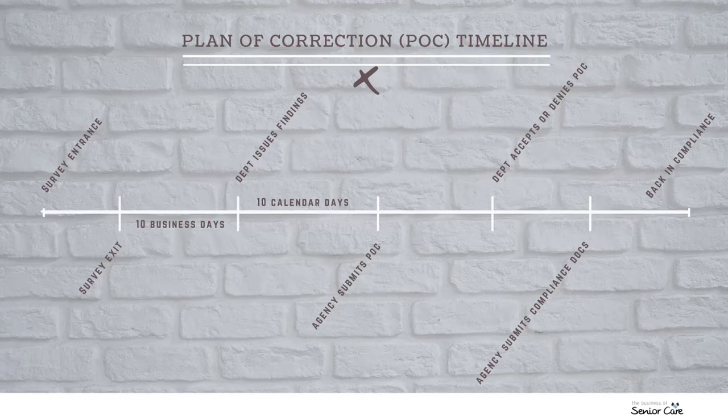After it's been accepted, the next step is that the department will require compliance documentation. The agency must submit specific documentation from the POC that is requested. The reason for that is that the department wants to see proof that you're doing the plan of correction and fixing the problem. After all of the compliance documentation has been reviewed, the department will make the decision to put the agency back in compliance. That means the license is good, unencumbered, and the agency is able to operate as usual.